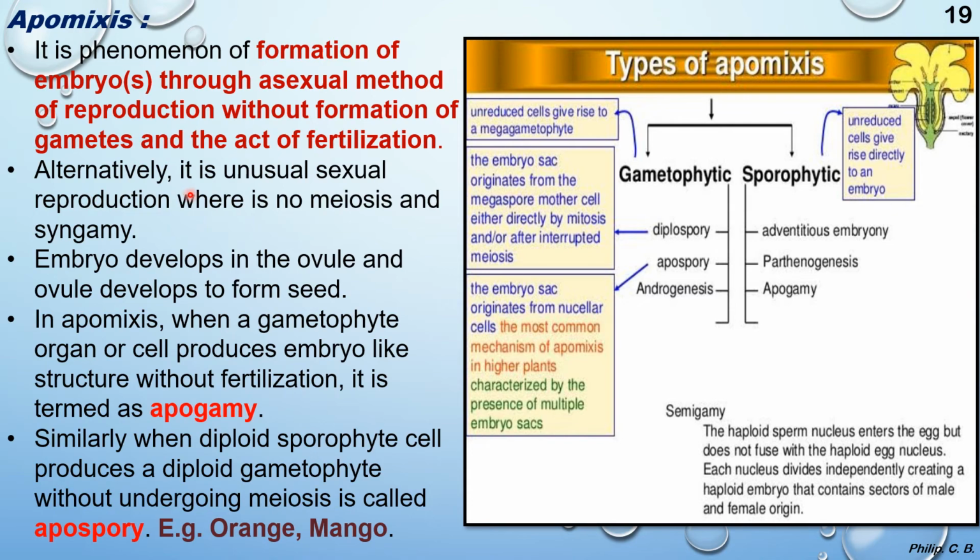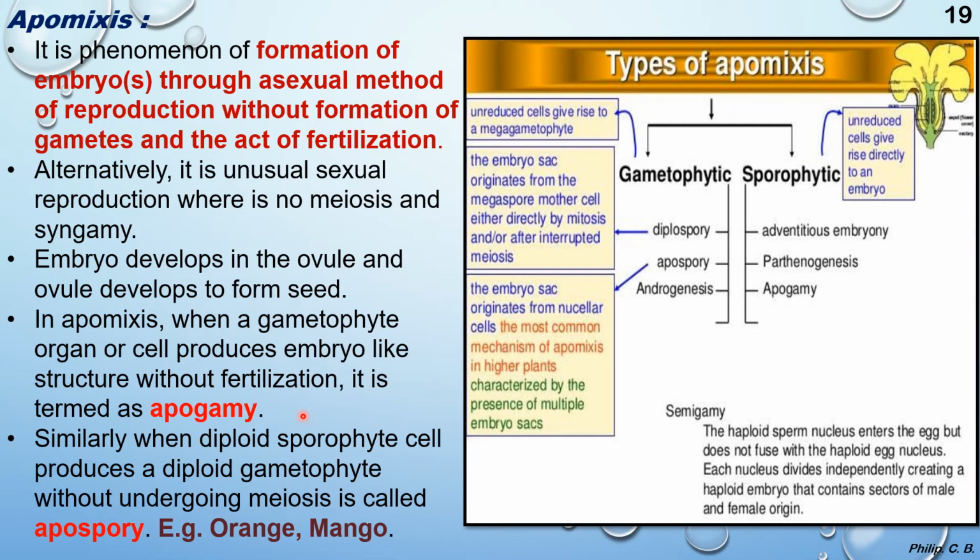So it is an alternative to usual sexual reproduction, where there is no meiosis and syngamy. As I told, no fusion. Embryo develops in the ovule and the ovule develops to form seed. In apomixis, when a gametophytic organ or cell produces an embryo-like structure without fertilization, it is called apogamy. So again, these are all one-word terms: apogamy, apospory, apomixis. So I repeat again, what is apogamy?